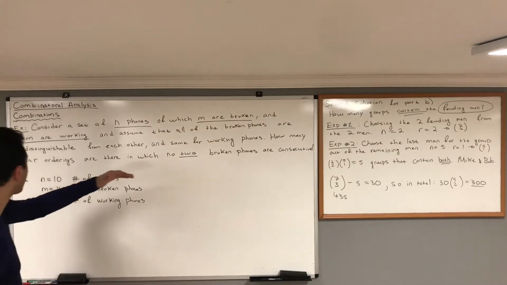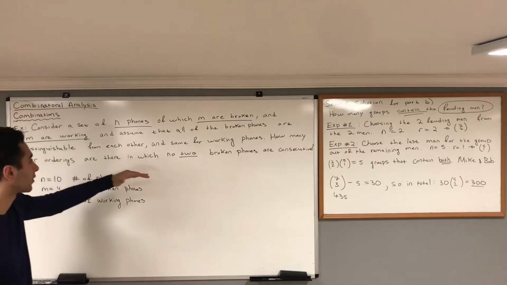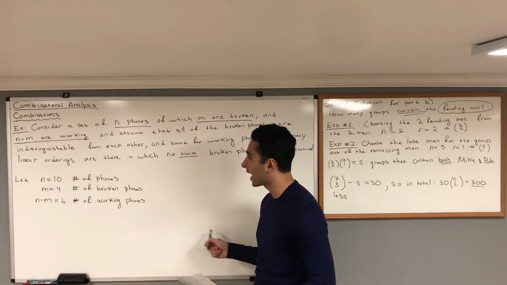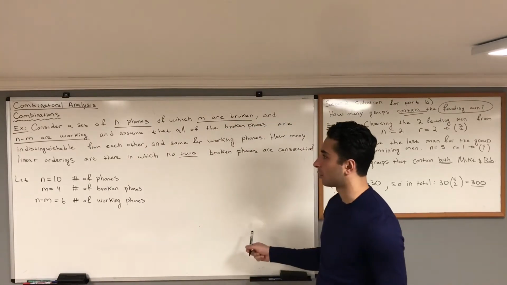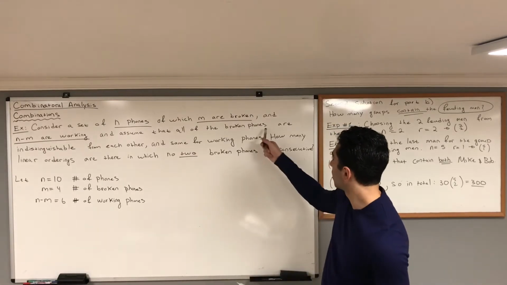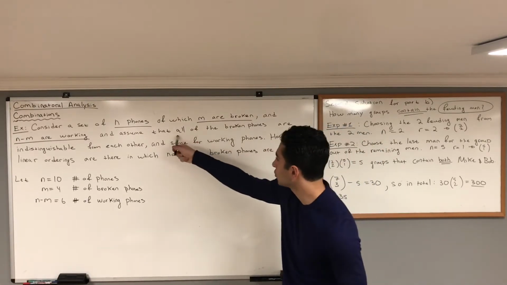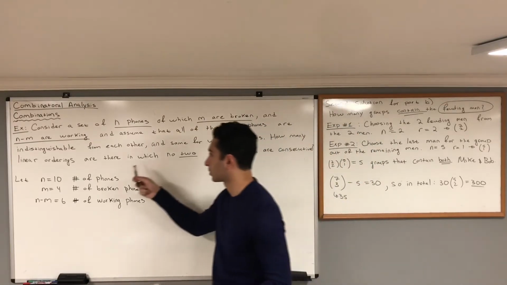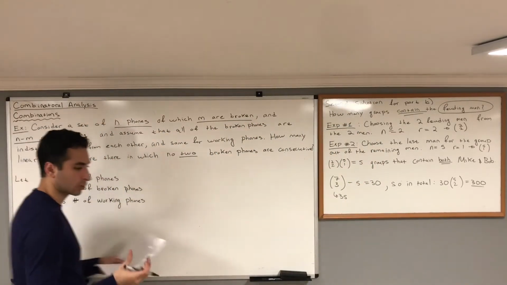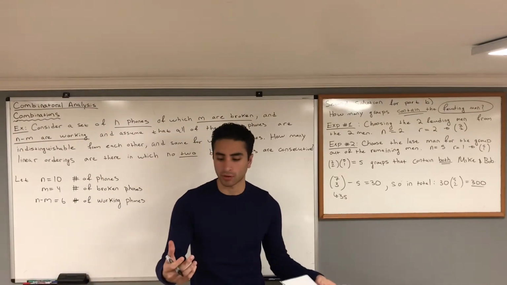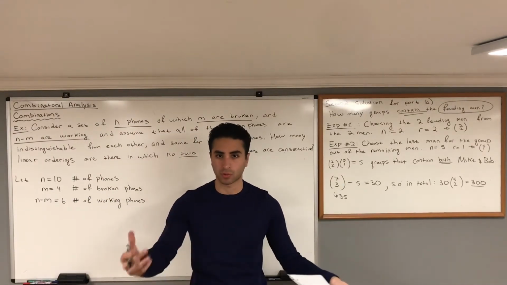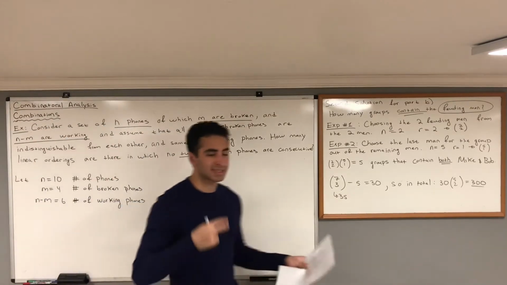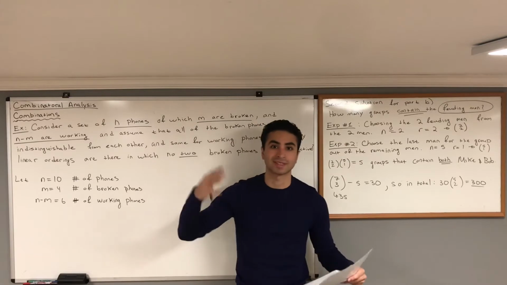Well, we want to know how many linear orderings there are in which no two broken phones are consecutive. First of all, how do we know this is a combination problem? Well, this line says it right here. Assume that all of the broken phones and all of the working phones are indistinguishable from each other. So when I can't distinguish between one broken phone and another broken phone, or a working phone with a working phone, that tells you it's a combination because since they're indistinguishable, order doesn't matter.